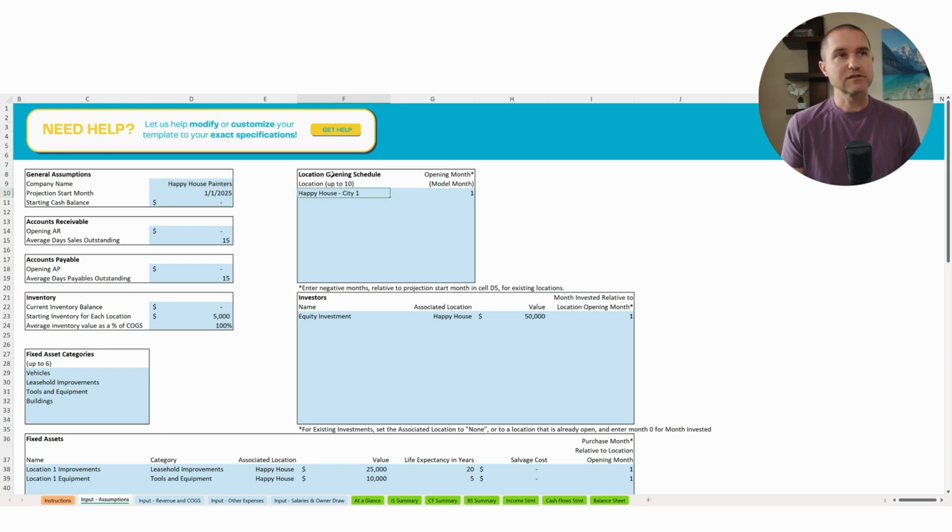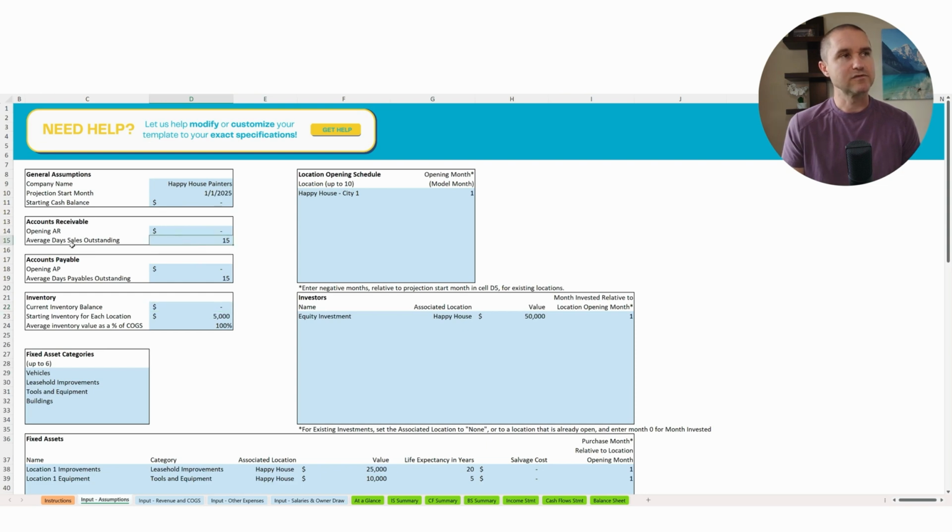And now here's the location opening schedule. And so again, in this first example, we're just going to have our one single location opening on month 1. On the accounts receivable side, again, we're assuming this is a startup here. So we have 0 on the accounts receivable balance and no accounts payable balance, no inventory balance. So all of those you've got set to 0 here.